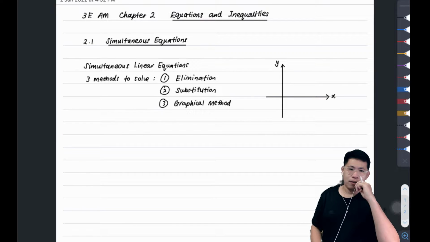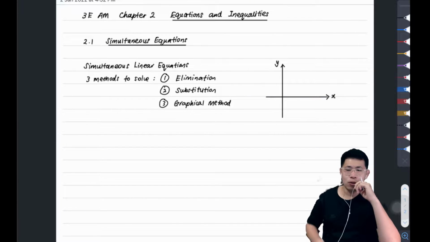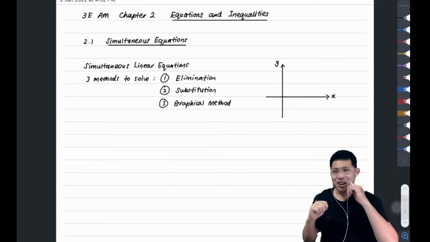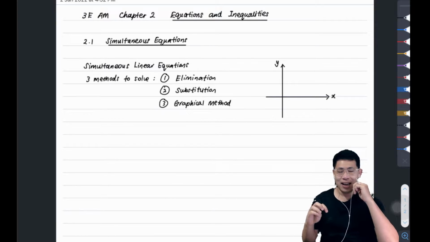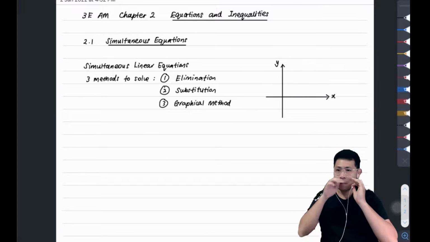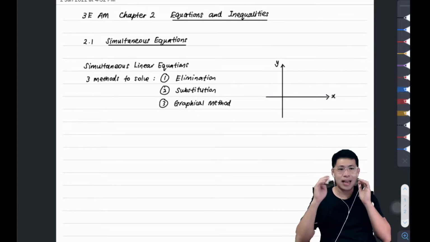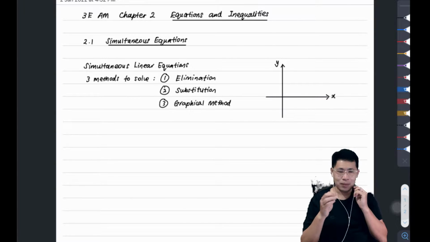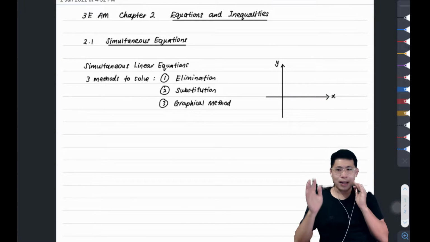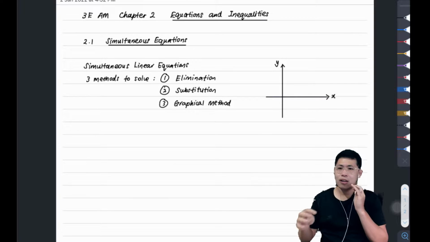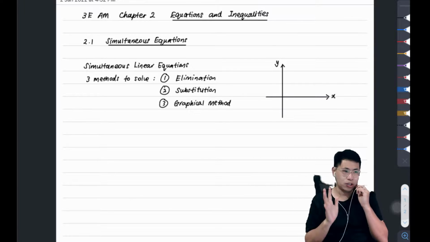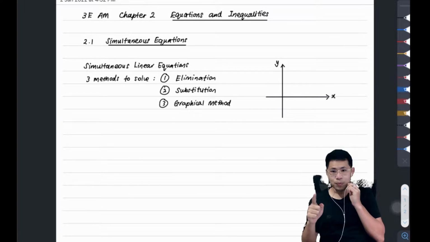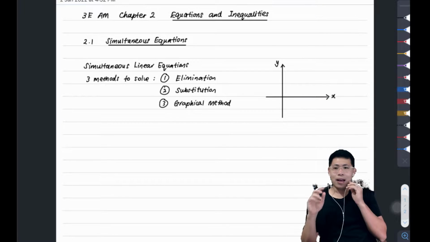Okay, hello everyone. Today we are going to start chapter 2 for our additional math, and in chapter 2 we will talk mainly about equations and inequalities. So the first thing that we want to talk about is regarding equations, and in 2.1 we're going to start off with simultaneous equations.